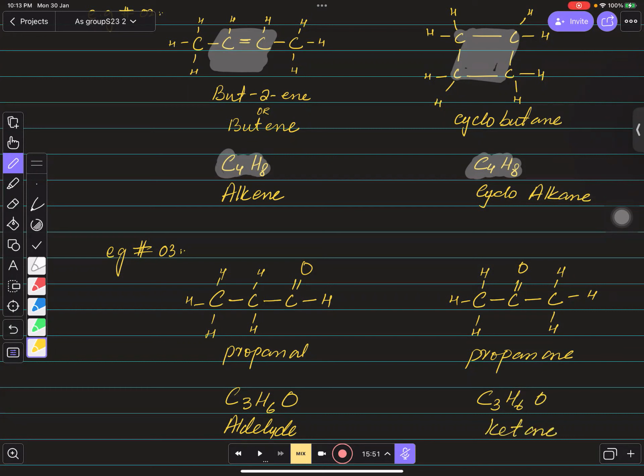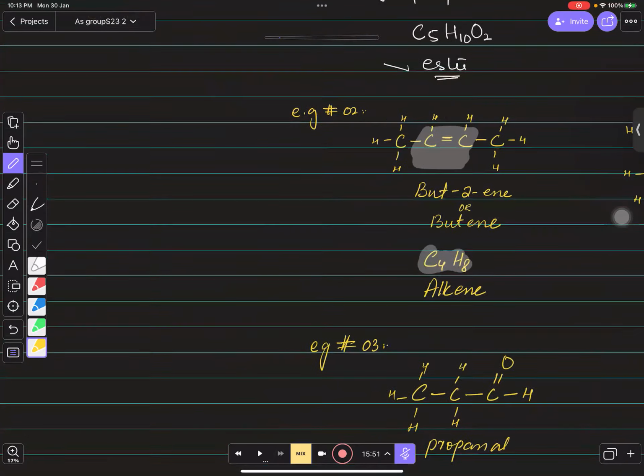This is the ketone family. So you can see they both have the same molecular formula, but they have different structural formulas, and also they belong to different families. They have different functional groups. That is why they are considered functional group isomers. Is that right, bacho? Yes, sir.